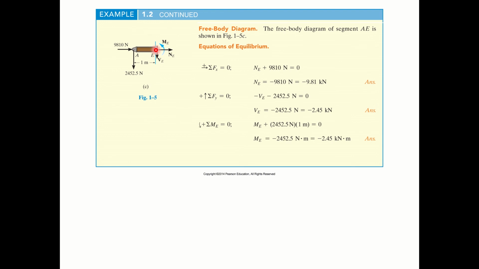Balance and momentum balance, okay, there is, you can use it to do the force balance and momentum balance.